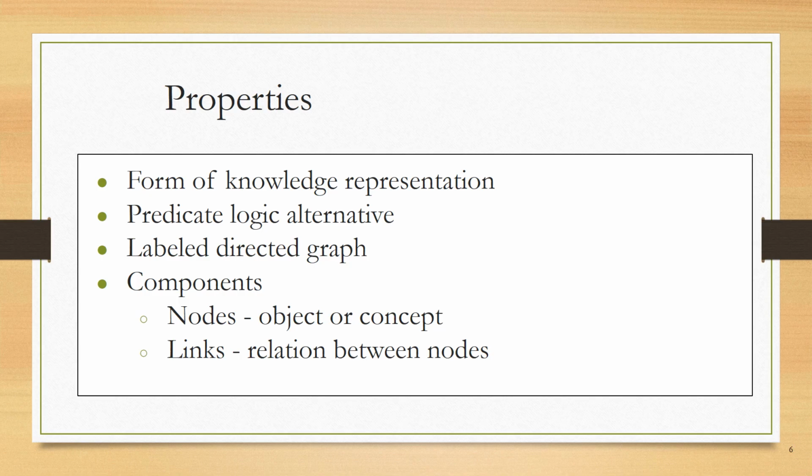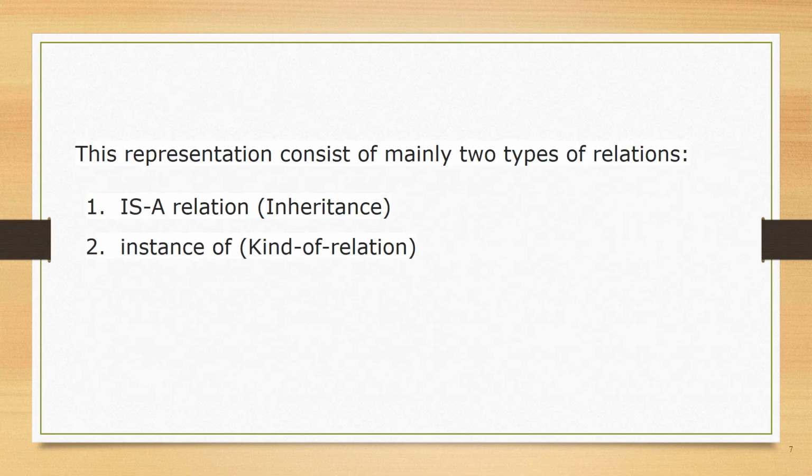Let us look at some properties of semantic network. It is a form of knowledge representation. It is an alternative to predicate logic and frames. It is represented using labeled directed graphs. Some of the components of semantic network are nodes, which are used to represent objects or concepts, and links, which are used to represent the relationship between nodes.